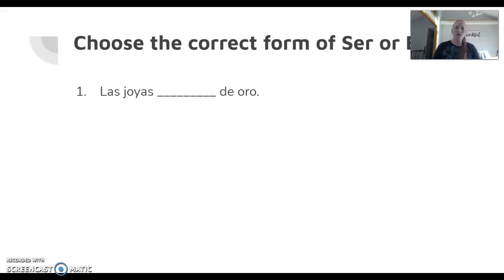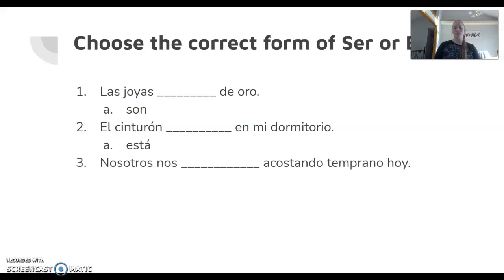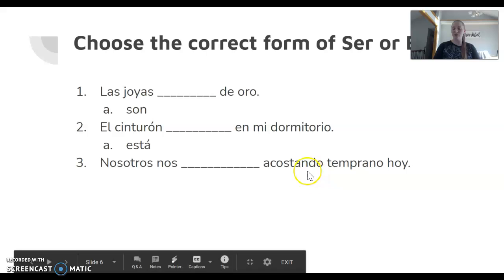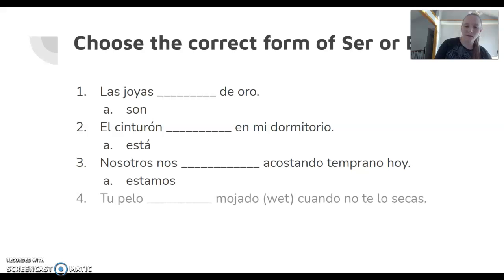All right, number one, las joyas should be son, son de oro. What are they made of? What is their relationship to gold? El cinturón está en mi dormitorio, so that would fall under location. The belt is in my bedroom. Okay, so then we have acostando, going to bed. So that would be your action in progress. Nos estamos acostando temprano.